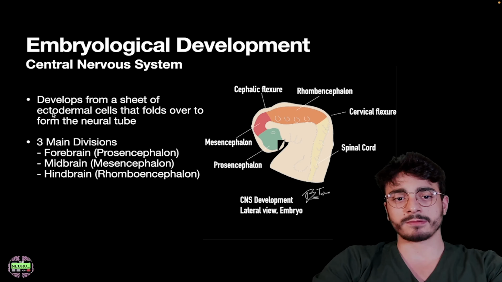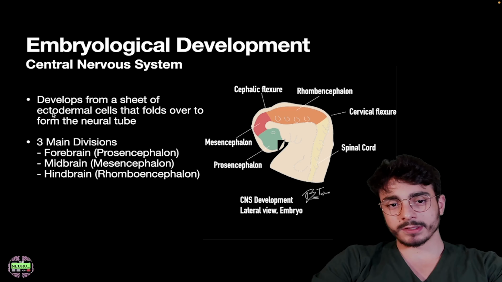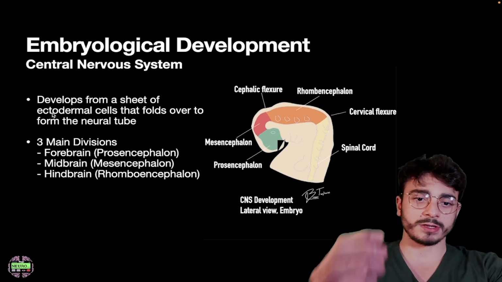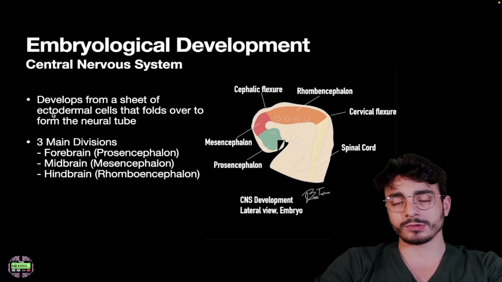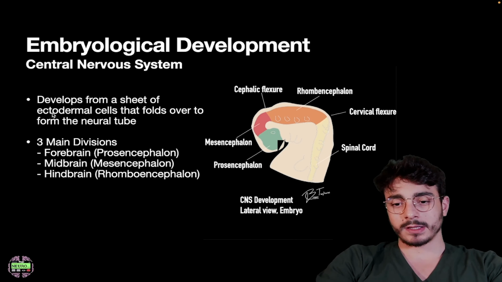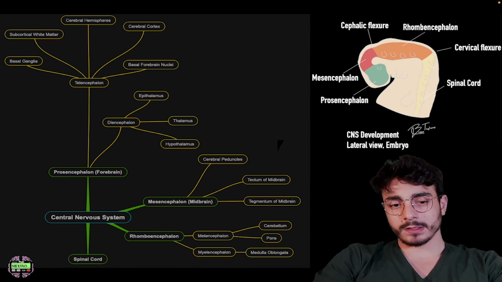And how does it develop? The central nervous system develops actually from a sheet of ectodermal cells that will fold and fold and fold over and over to form the neural tube. Okay.